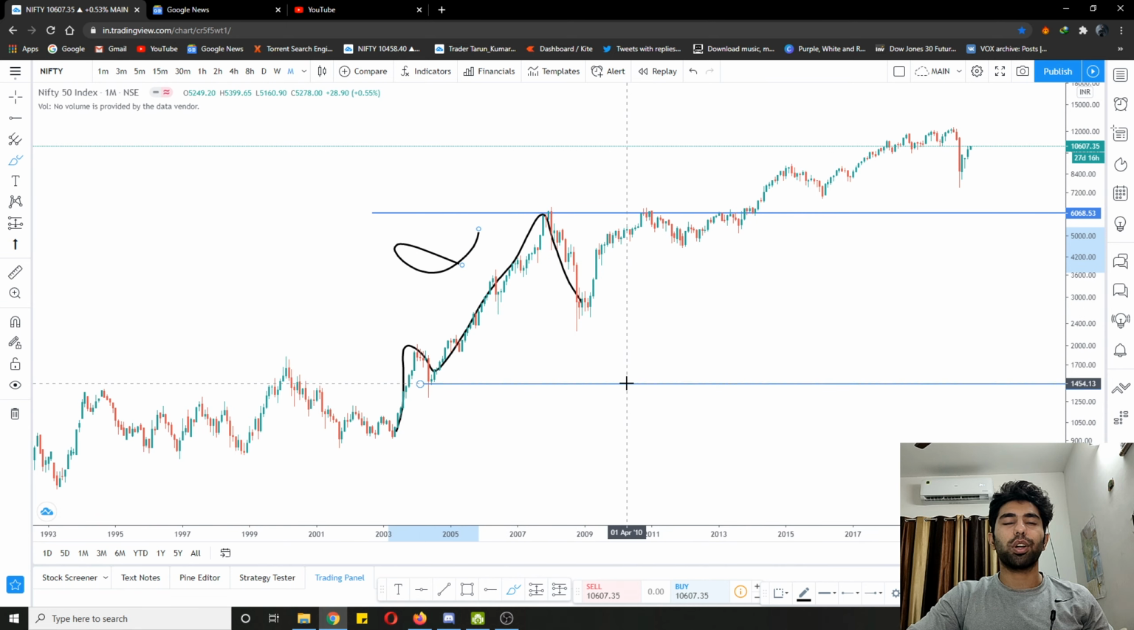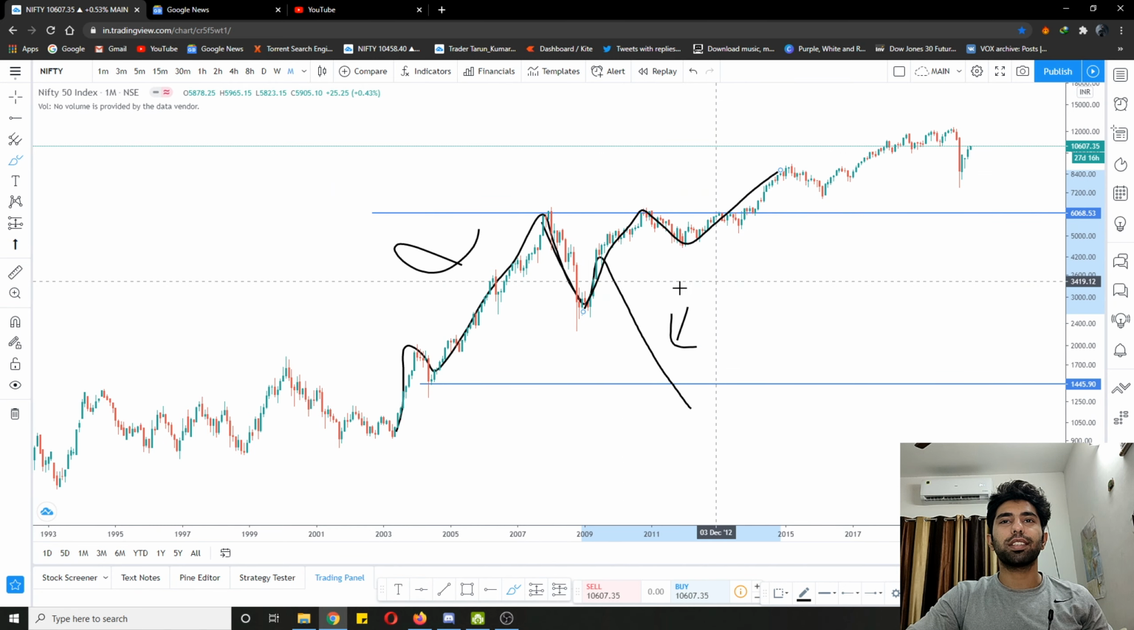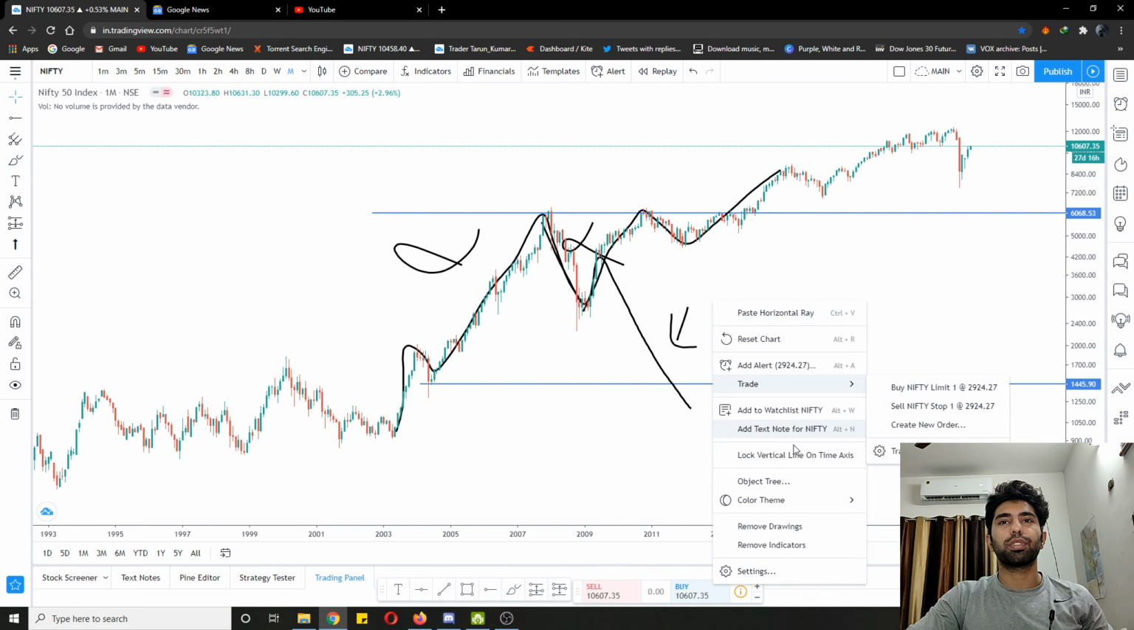This is not a crash at all. The crash should have continued going down, and this was the actual crash. But if the market went up and then made new highs, this is not a correction, this is not a crash at all. It was just a correction on some news.